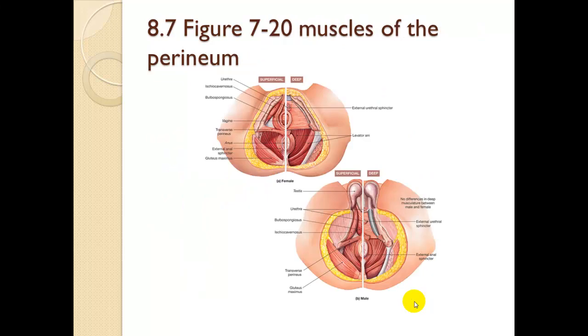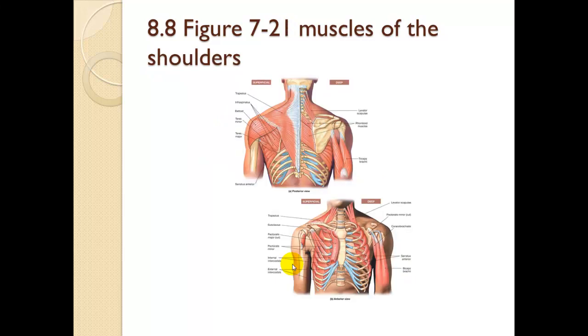This is figure 7.20. All of this area here is essentially the muscles of the perineum. I would go over and be able to identify some of those on either body part, whether it be a male or a female. Please look over both of those. Muscles of the shoulders, I would look over those too, your traps and whatnot. Deltoid, trapezius muscle, where that is, and so on. Please look over that section as well. Figure 7.21 in your book.